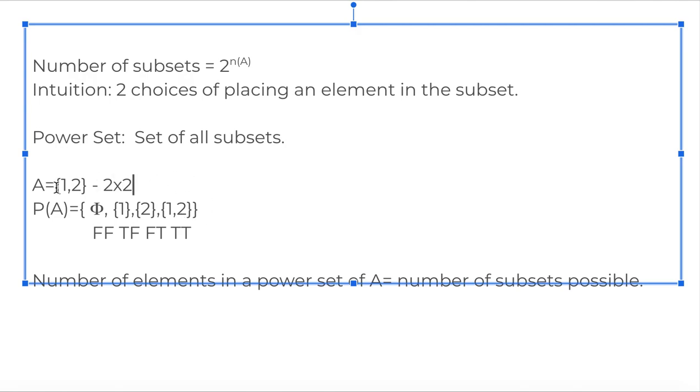But now if you have n elements in the set, it just goes on because you have two choices to make each time for every element, right? So that is what is called a power set. A power set is a set of all the subsets possible for a particular set, right? And the number of elements in a power set is equal to the number of subsets possible. That is 2 raised to the cardinality of the set A, right?